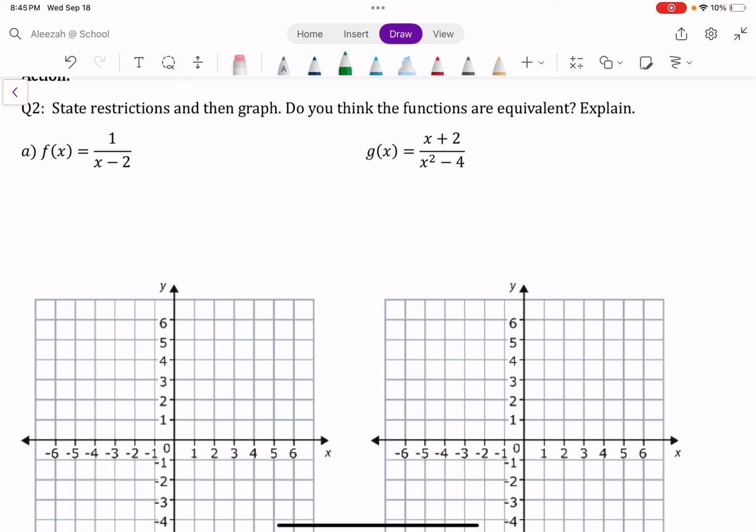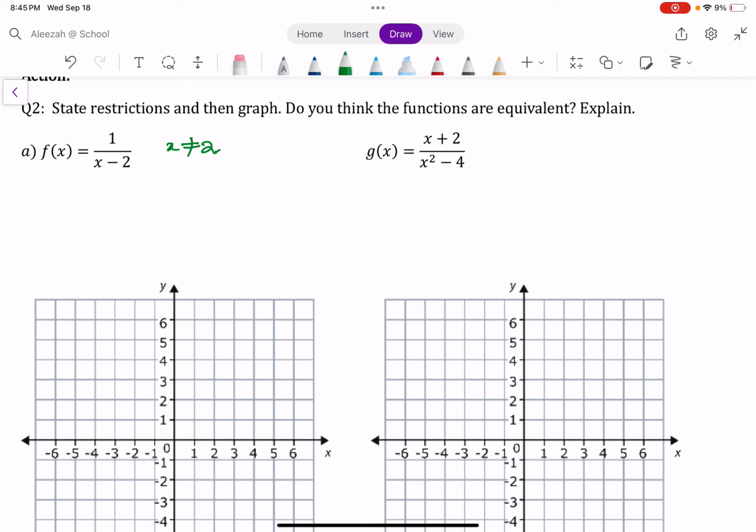Okay, now the next question is, you are given two different functions. State the restriction and then graph. Do you think the functions are equivalent? Okay, now first we have to state the restrictions. So for f of x, you can see that the restriction is x is not equal to 2. But for g of x, I need to simplify it first to figure out my restriction.